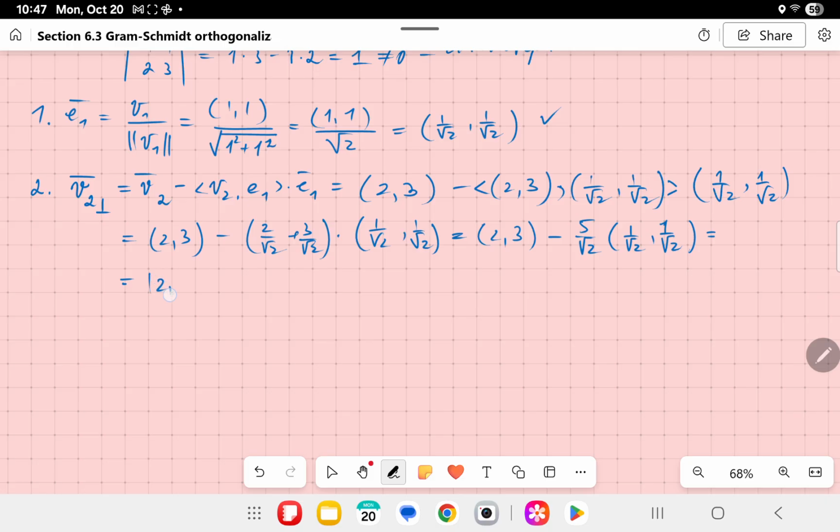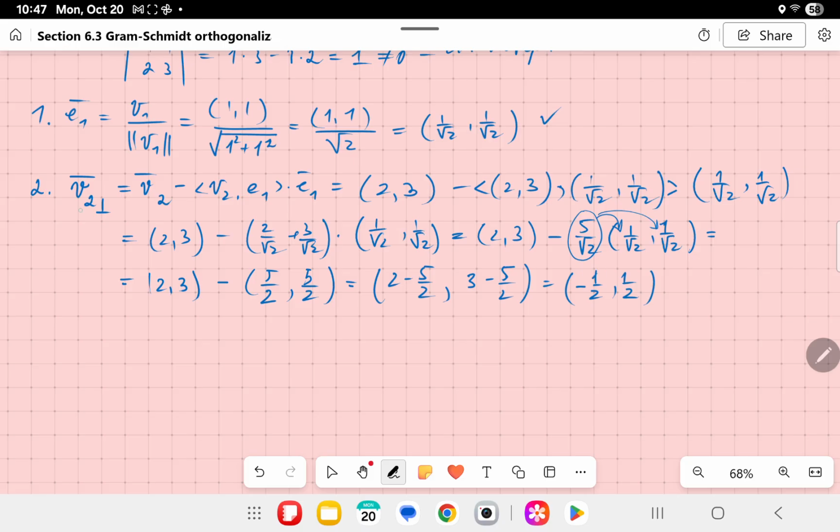Equals 2, 3 minus. Guys, what I'm going to do, I'm going to bring this number inside and multiply by each coordinate. So what I'm going to have is 5/2, and the next one is also 5/2. Because it's going to be easier for me to operate with this fraction. So now I need 2 minus 5/2 for the coordinates, right? And 3 minus 5/2. Almost done. So for the first one I have -1/2, and for the second one I have +1/2. So this is my V2 orthogonal.